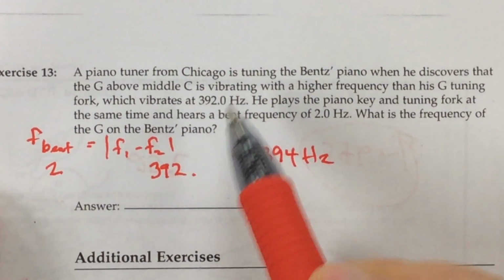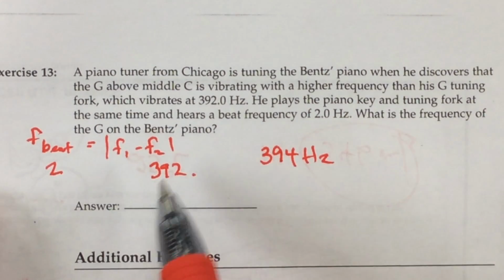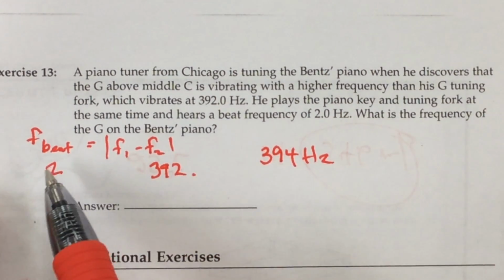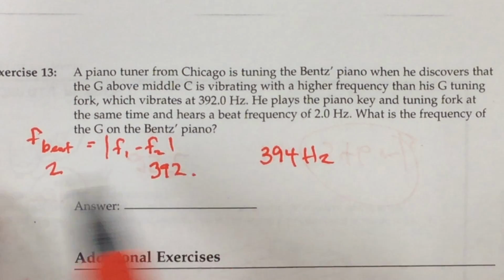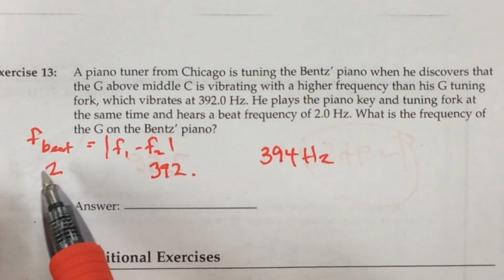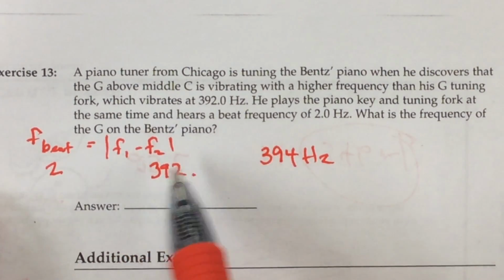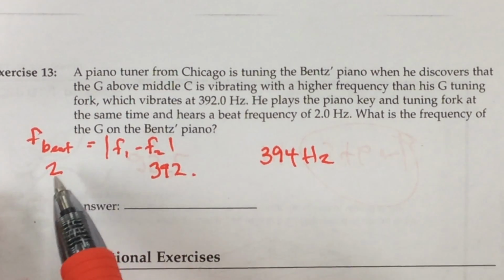So you've got two notes, you've got beats. It's ringing at 392, but you're getting beats with a tuning fork. So how far must it be away? It must be 2 away, because that's what the beats are.